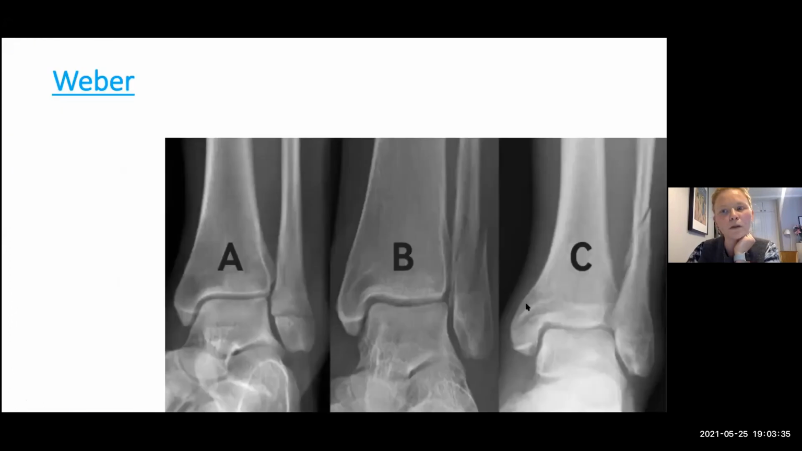Okay, so Weber C. With this fracture pattern, you can see significant disruption to the mortise, and you can also see this distal fibular fracture that is well above the mortise joint itself, well above the line of the mortise joint. And from this, we can assume instability.